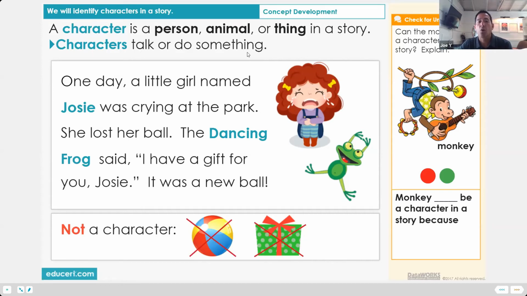Characters talk or do something. Read with me. Characters talk or do something. So to be a character, you have to be a person, animal, or thing, but something very important. Do this. You have to talk. Look at me, I'm talking. Everyone do this. You have to talk or you have to do something that a person would do.